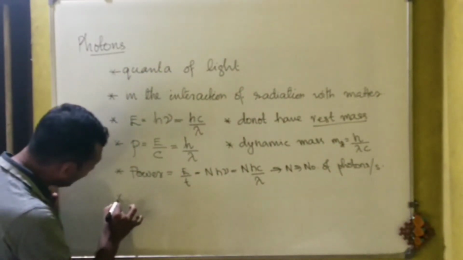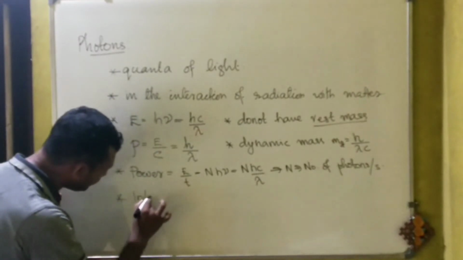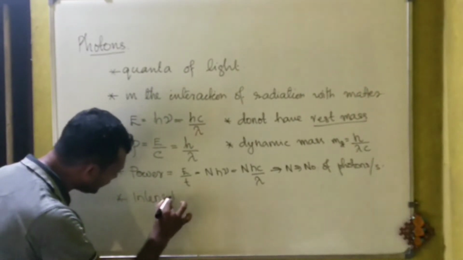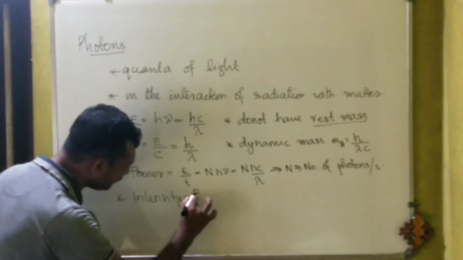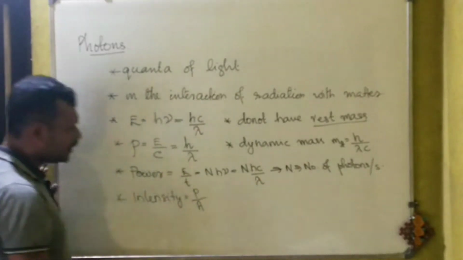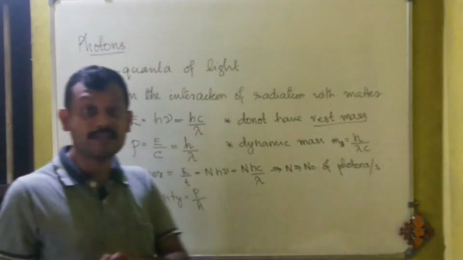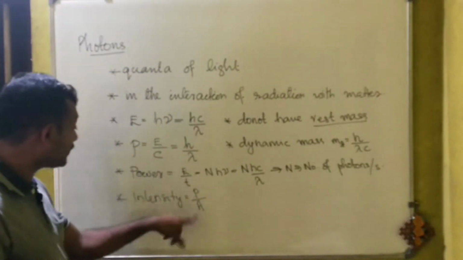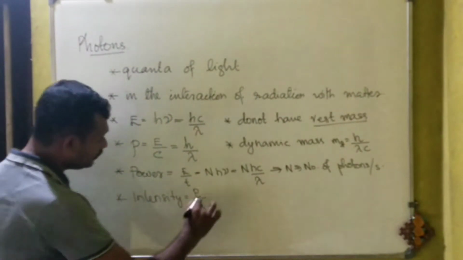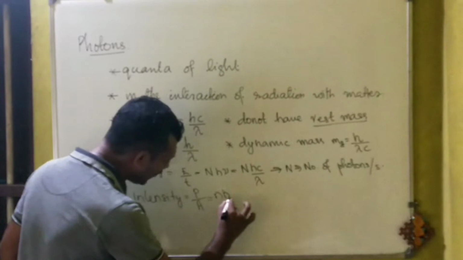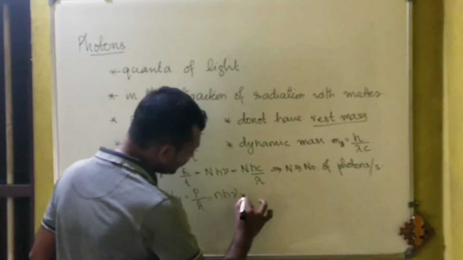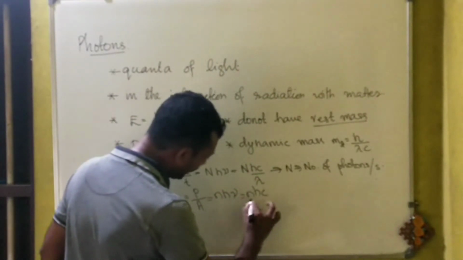Now then comes the idea of what is called intensity. What is the intensity? Intensity is power by area. Right? Intensity is energy per unit area per unit time. So energy by time is power, so it's power by area. I will say this is n h nu and this is n h c by lambda.